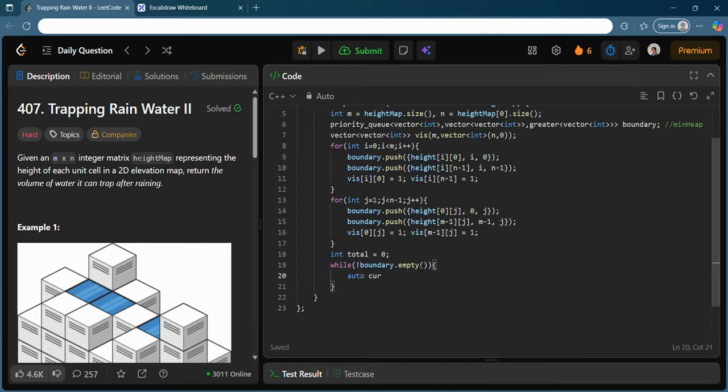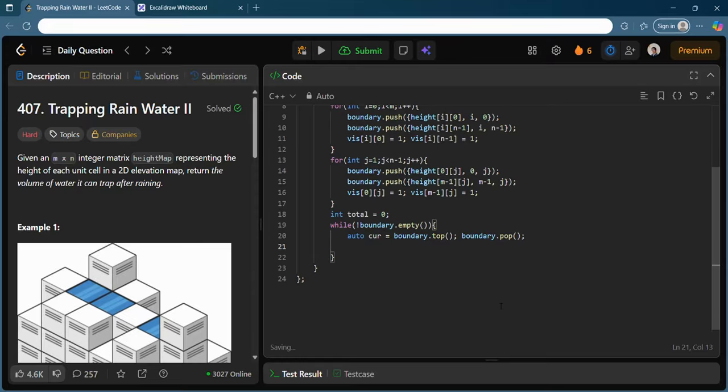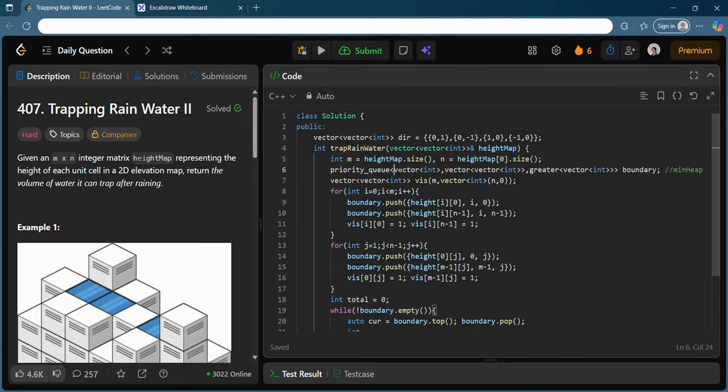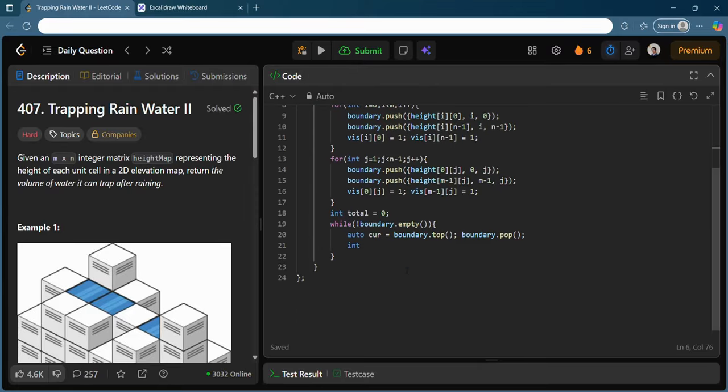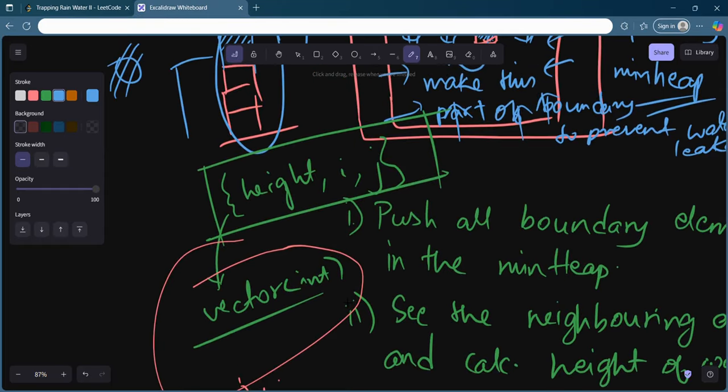Now I will take the top element of my boundary. I will have an auto vector, which is the current cell. The current cell is a vector, and let's say boundary dot top. I will take boundary dot top, and I will also delete that element, boundary dot pop. So I do have the boundary element with me. Now this boundary element consists of the minimum height. If I store a vector in this priority queue, you already know that it will sort by the first element.